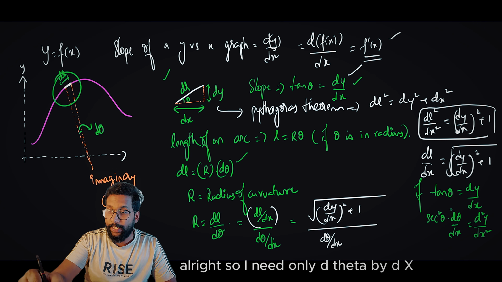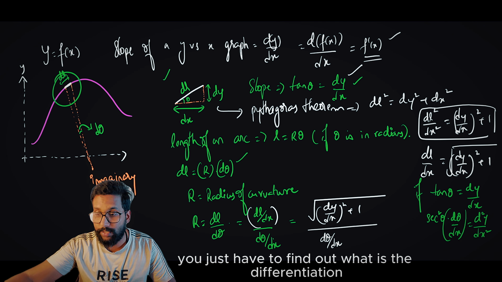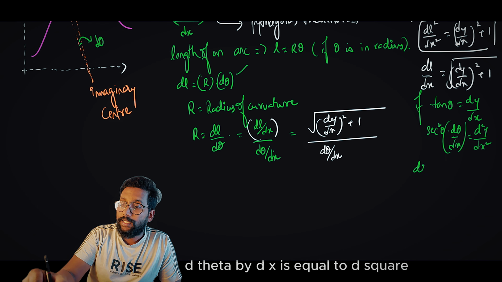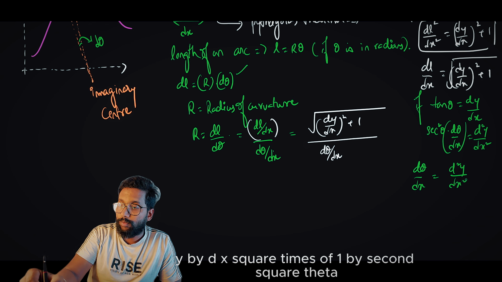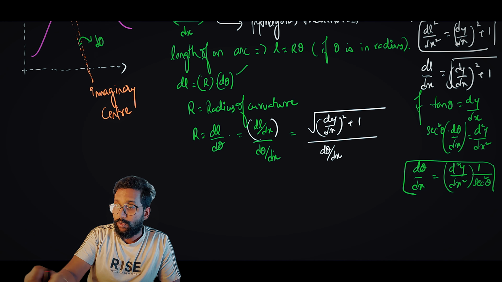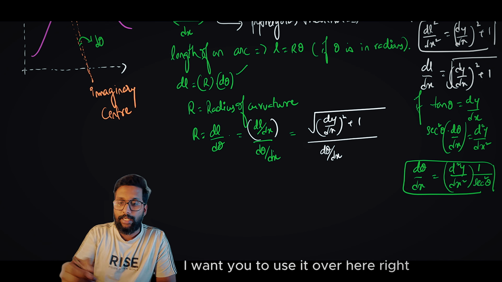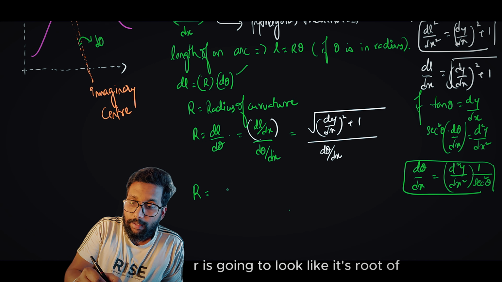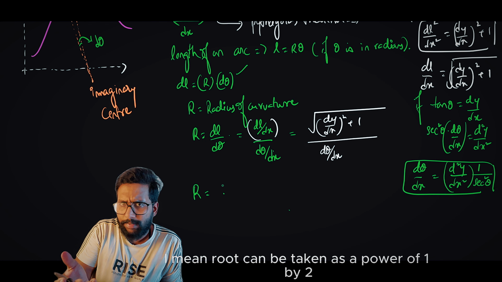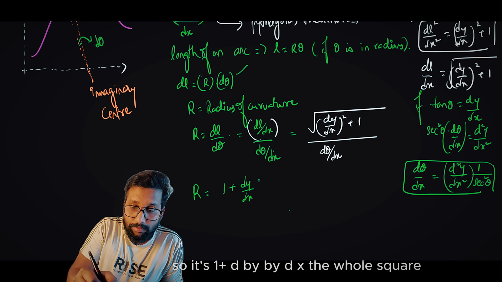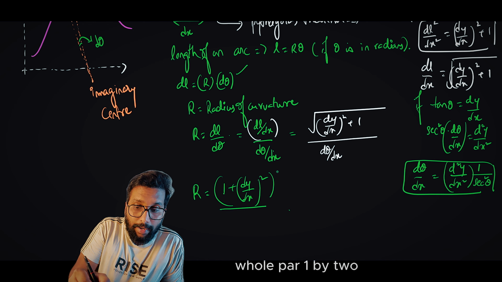Alright? So I need only d theta by dx. So you just have to find out what is the differentiation. So d theta by dx is equal to d square y by dx square times 1 by secant square theta. So once you have come to this conclusion, I want you to use it over here. R is going to look like root of, and root can be taken as a power of 1 by 2, so it's 1 plus dy by dx the whole square whole power 1 by 2.